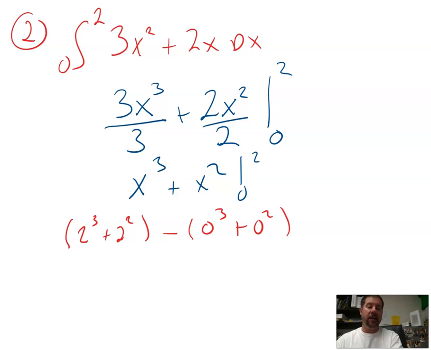I think it's a very good idea that you have your f of b minus f of a set up in parentheses. It's a good habit to do. In this case, now I'm going to get 8 plus 4 is 12, minus 0 plus 0 is 0, or 12 minus 0, so the answer to this would be 12.